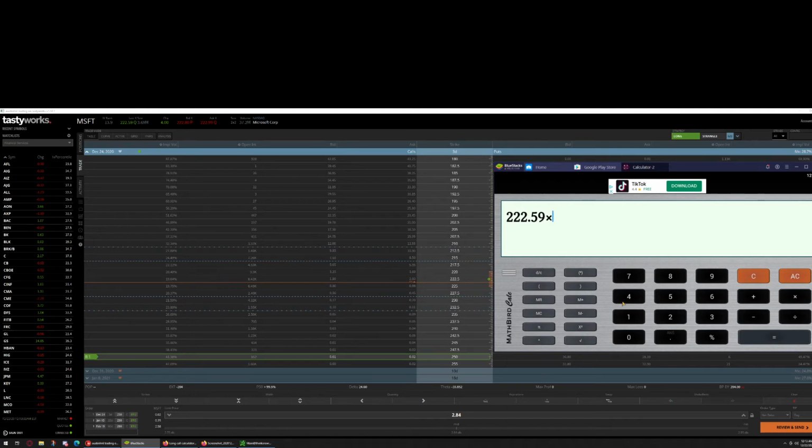Stock price times 41.38% times the square root of 3 days, forgot my parentheses, 3 divided by 365, close parentheses, equals $8.35. $230.94.